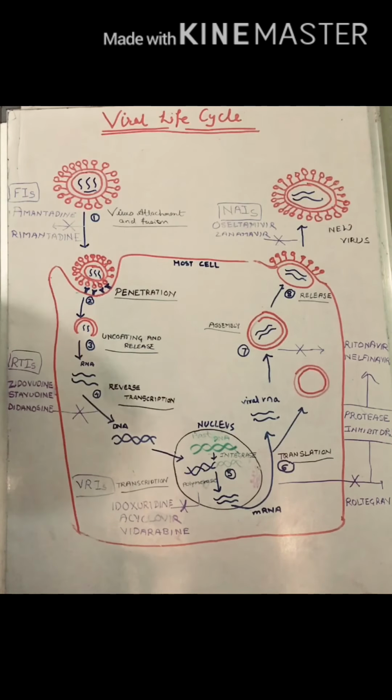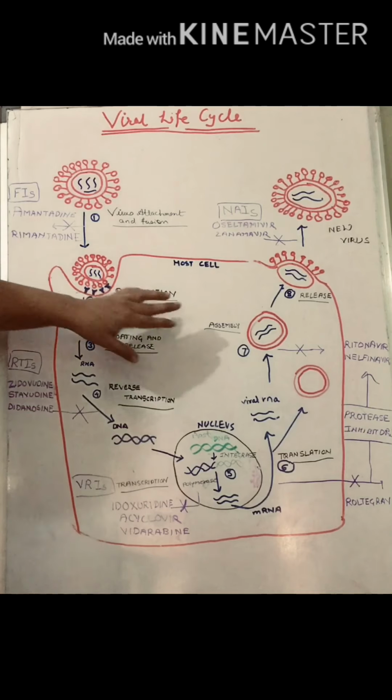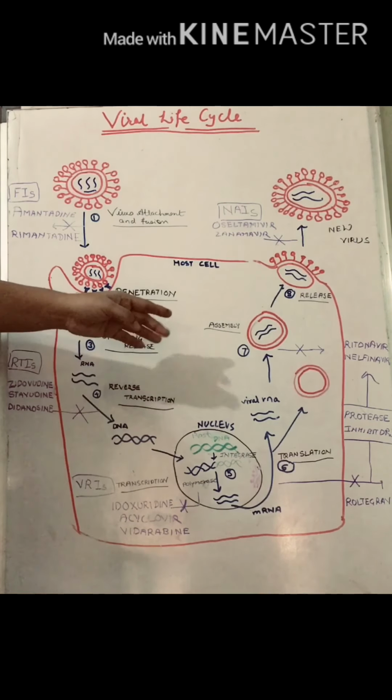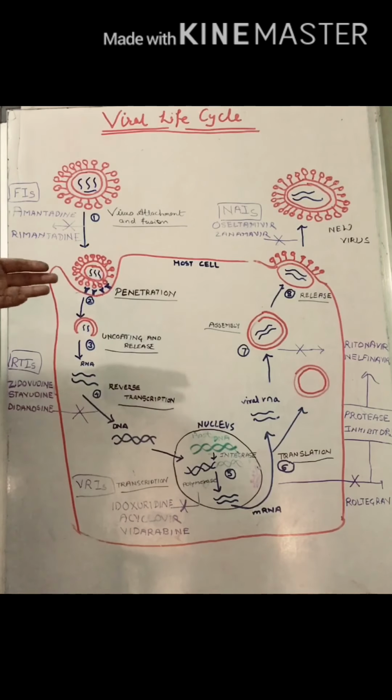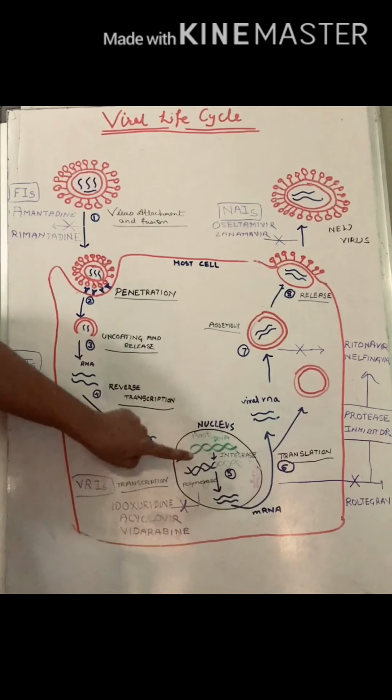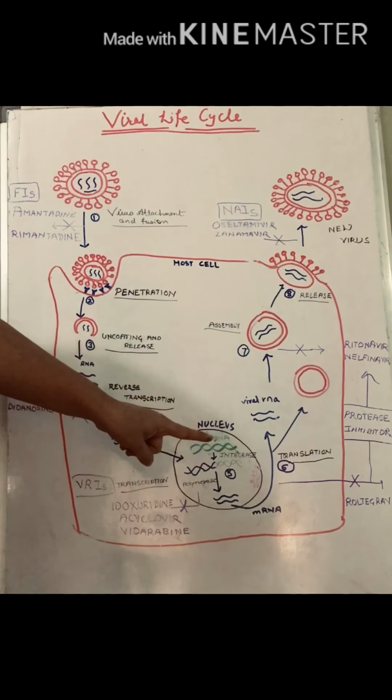Next is protease inhibitors. Protease inhibitors inhibit mainly the enzymes which help in the assembly of the viral RNA and the protein coat. Examples of the drugs are ritonavir, nelfinavir. Here the drug which inhibits the integrase enzyme is raltegravir.